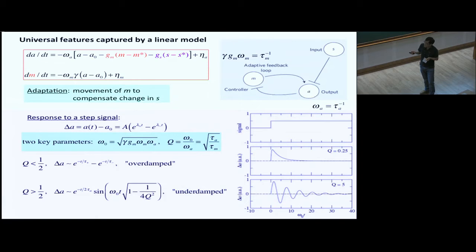So you can take this expression, and for different values of Q, you can plot out the response. When Q is small, when it's less than 1, then you get the kind of response I just showed you. When you have a signal that has a stepwise jump, then you have this kind of response. But when Q is greater than 1, then you have an oscillatory response. So Q, in a way, is telling you whether the system is underdamped or overdamped.